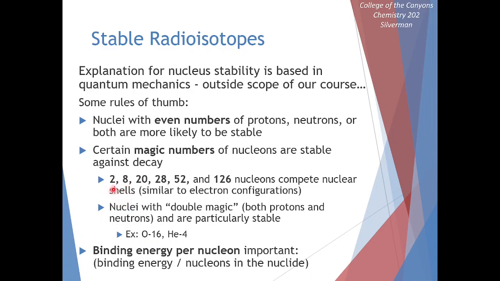If we have 2 protons and 2 neutrons, this is called double magic. Something like helium-4 has exactly 2 and 2 protons and neutrons. Another example, oxygen-16, is also double magic. It has 8 protons, 8 neutrons. Cool. That turns out to be extra stable.